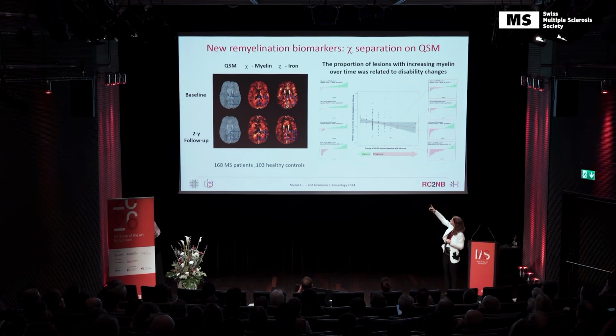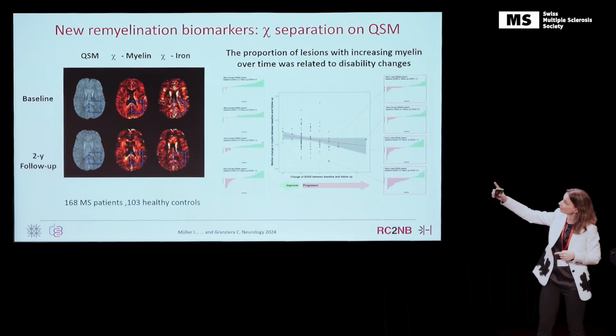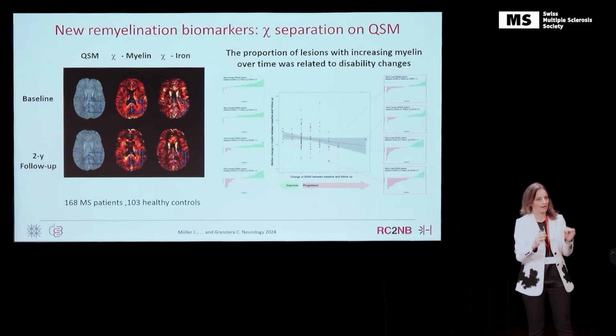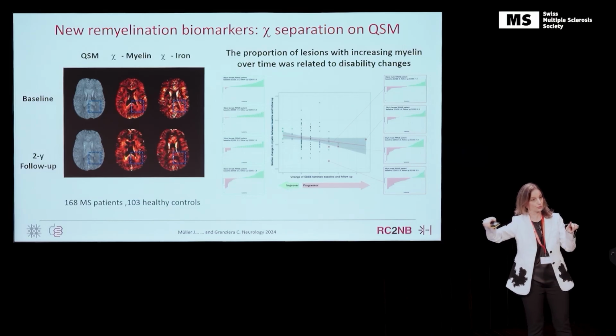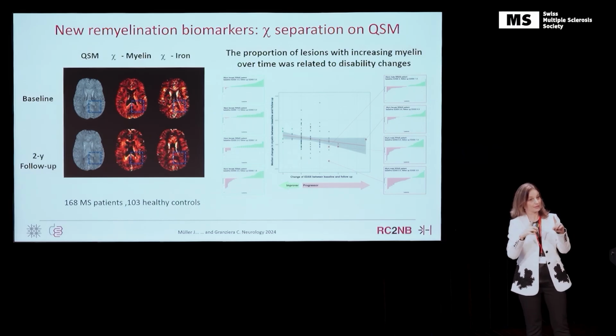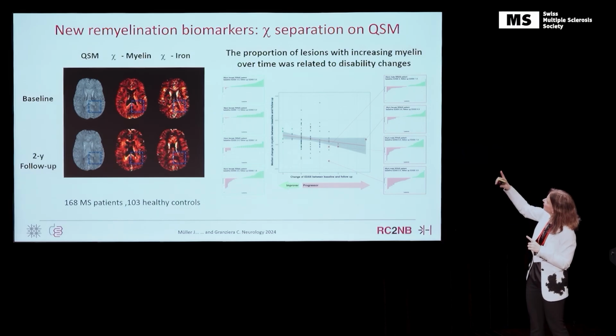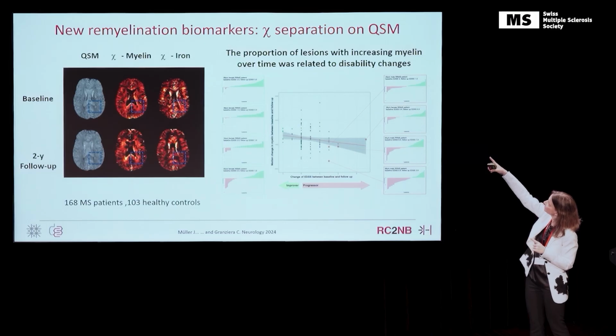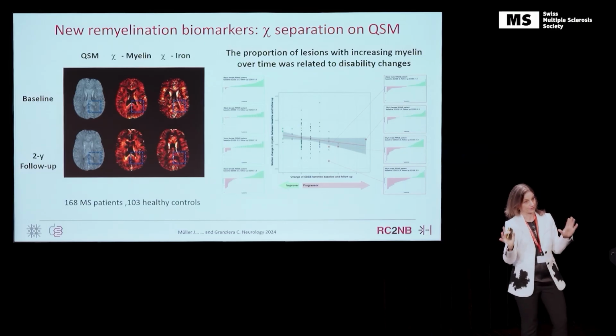And the interesting thing for me is that if you use another method, always based on QSM, but also quantitative T2, this is chi separation, you get from these QSM images two maps, myelin and iron maps. And then we quantified the changes in myelin in lesions over 2 years. You see baseline and 2 years follow-up. This is a subgroup of the SMSC. We quantified this per lesion, and then we made a plot of median changes in myelin between baseline and follow-up and changes in EDSS in the patients.